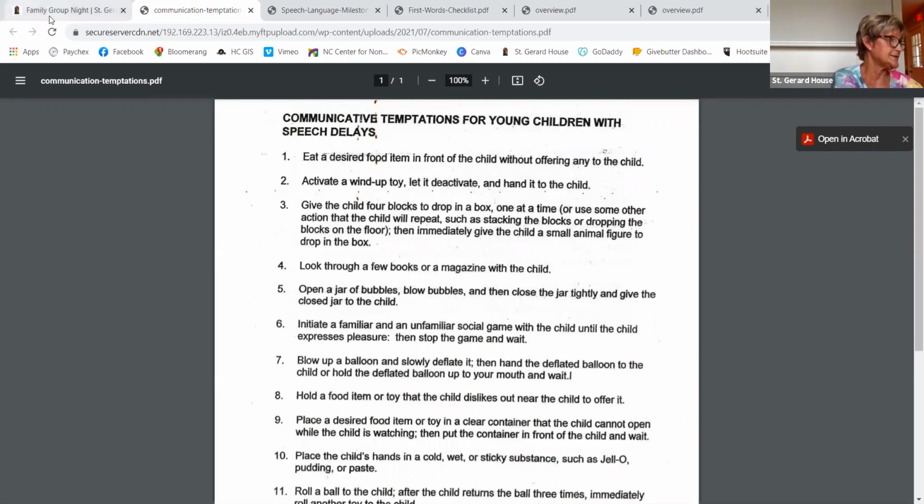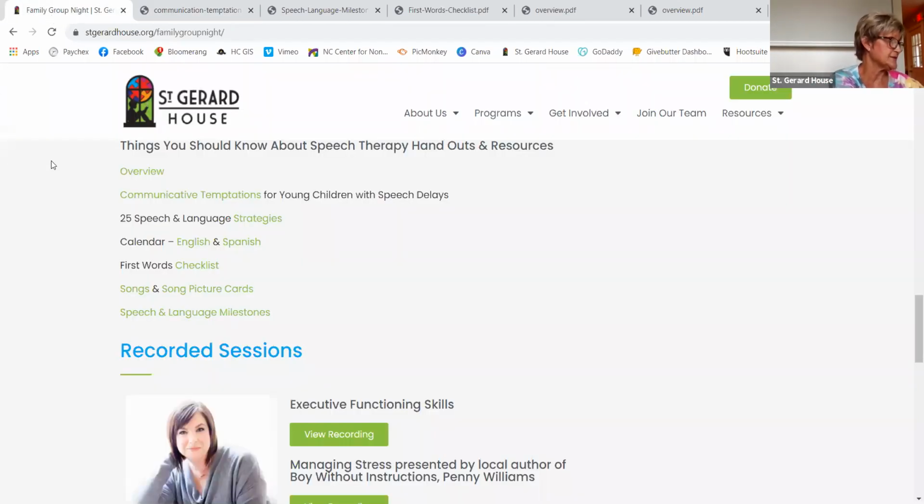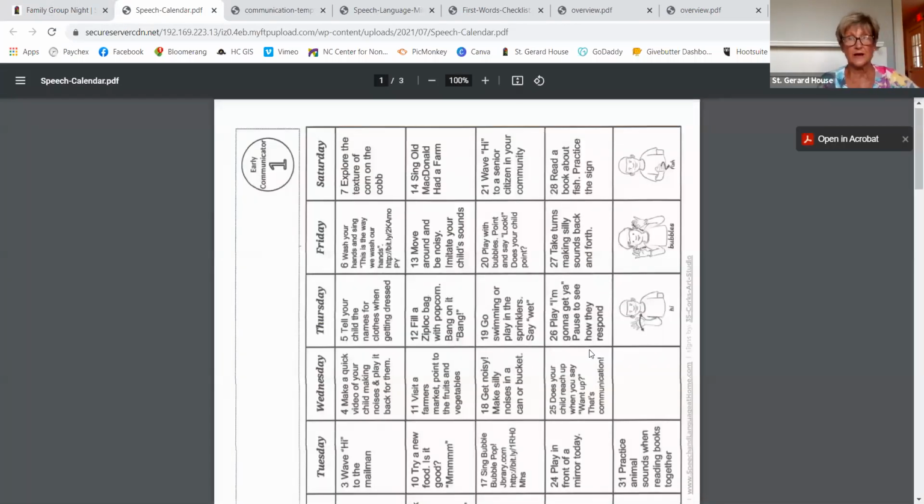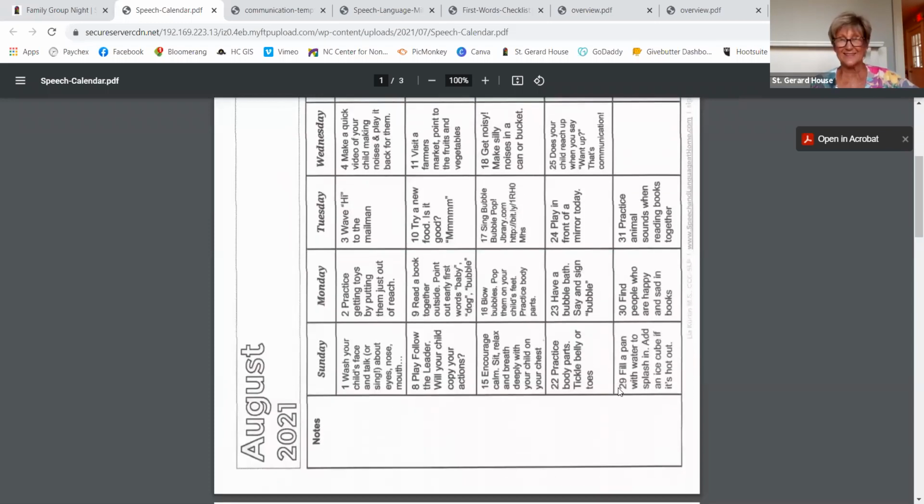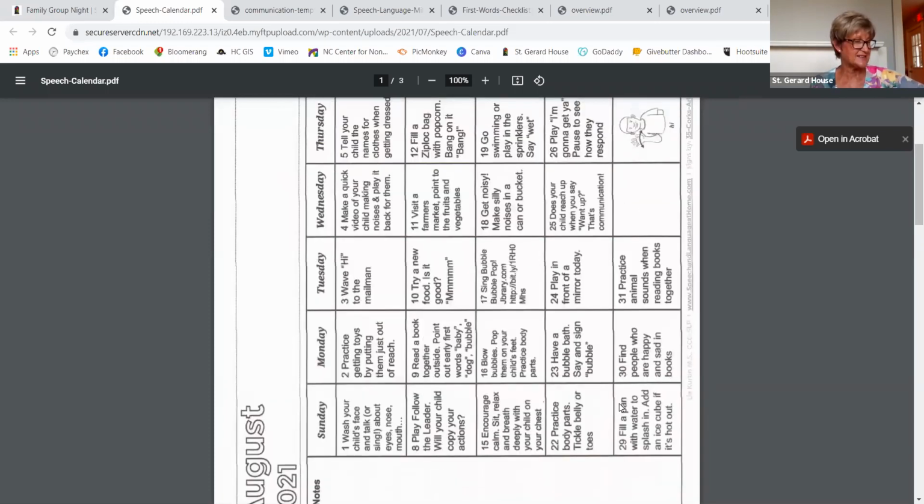Let's see, what else do we have here that's in this package? Yes, there's a calendar here that gives a lot of different ideas. Sorry, guys, it's sideways. That's okay. A lot of different ideas, like: wash your child's face and talk about eyes, nose, and mouth.